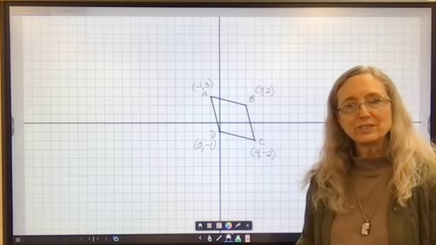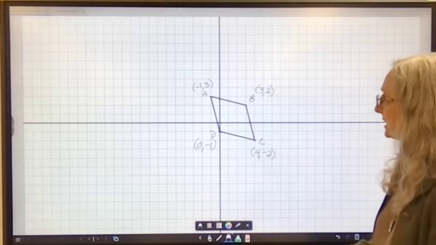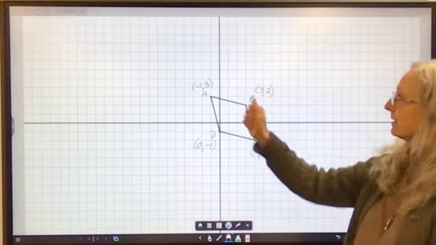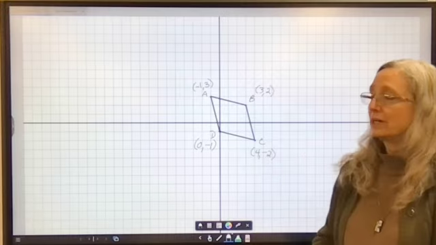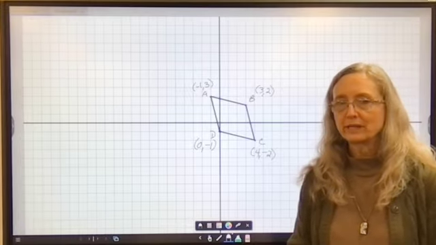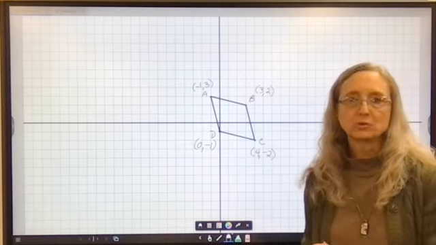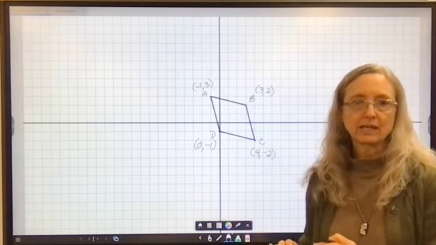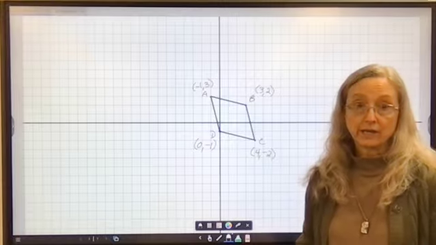Okay, I have put a quadrilateral on a graph, labeled it A, B, C, D. A is at (-1, 3), B is at (3, 2), C is at (4, -2), D is at (0, -1), and my task is to classify this quadrilateral as specifically as possible. I'm going to show you two ways to do that.